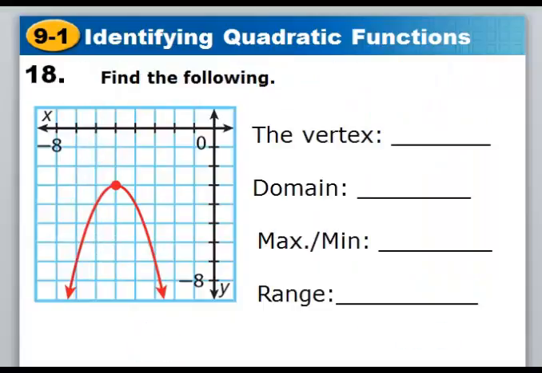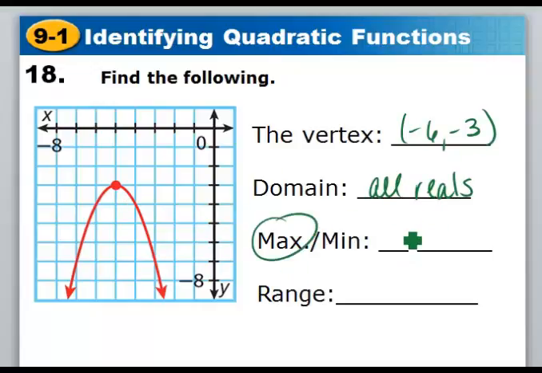Okay, let's take this just a bit further, and let's go ahead and find the vertex. The vertex here would be (-6, -3). The domain is all reals. Remember, parabolas are going to have all reals. This happens to be a maximum value, and we'll say the maximum is (-6, -3). The range is how far up and down it goes. This is a significant value because it's not going to go any higher than this, so -3 is significant, and y has to be less than or equal to -3.